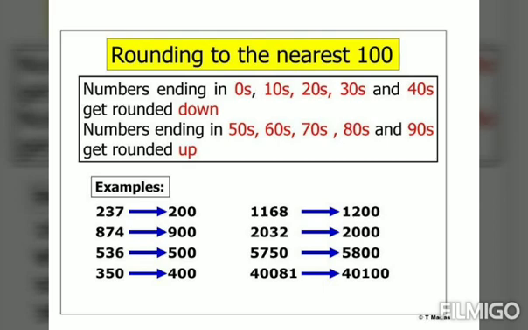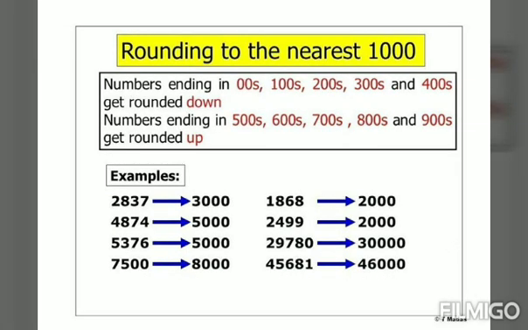Next we are going to learn how to round off the numbers to the nearest 1000. For this we have to consider the last 3 digits: ones, tens, hundreds. These 3 together will make a 3-digit number. If the 3-digit number is below 500, we have to make those 3 places 0 and write the remaining number as it is.